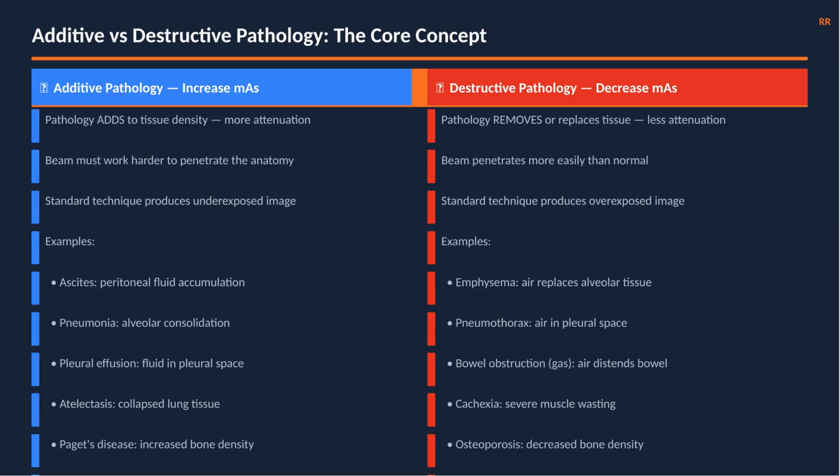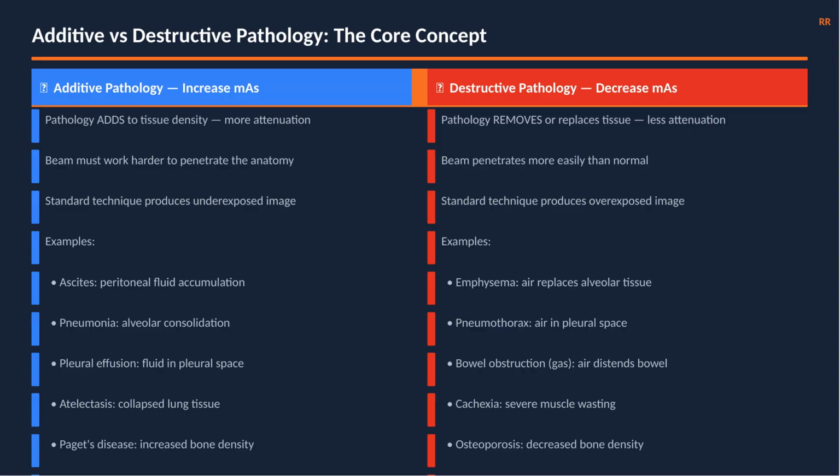Additive pathologies, conditions that add to tissue attenuation. Ascites, peritoneal fluid accumulation. Pneumonia, alveolar consolidation. Pleural effusion, fluid in the pleural space. Atelectasis, collapsed lung tissue. Paget's disease, increased bone density. Edema, fluid in soft tissues. Cardiomegaly, cirrhosis. All of these increase attenuation. The standard technique underexposes.